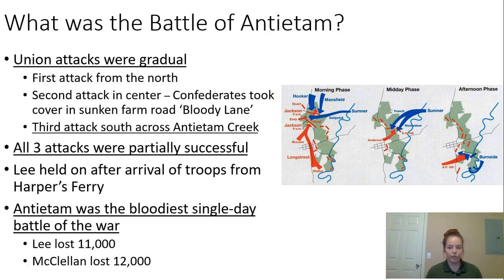So these attacks are going to be gradual by the Union. We've got the first attack coming from the north, the second attack coming from the center, where the Confederacy is taking cover in Bloody Lane. And then the third and final attack is coming from the south, right across Antietam Creek.